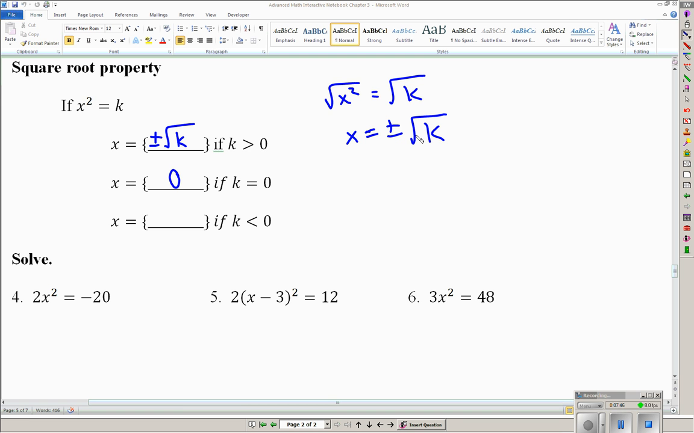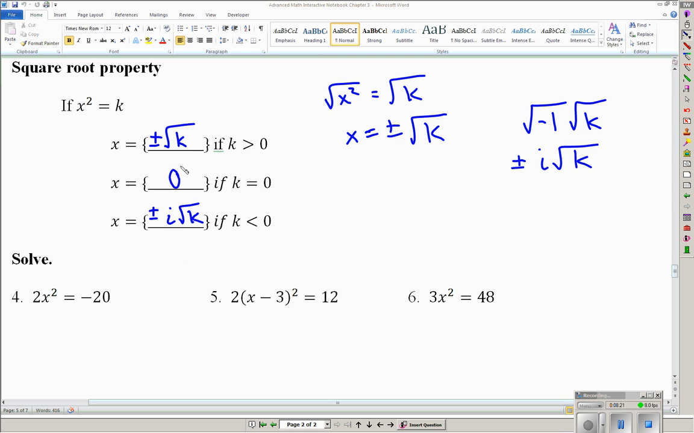Now, if k is negative, when k is less than 0, then we're going to have to deal with an i. So remember, when you've got the square root of a negative, you've got the square root of negative 1 as a factor, and really that becomes i times the square root of k. So that's what that one will be. This will be plus or minus i square root of k if k is negative. So depending on whether k is positive, negative, or 0, our answers will be in this form.